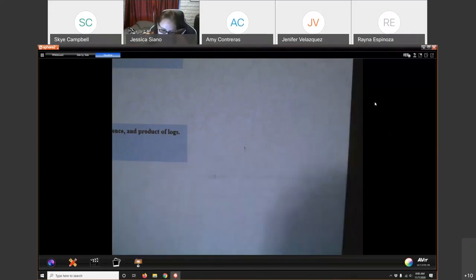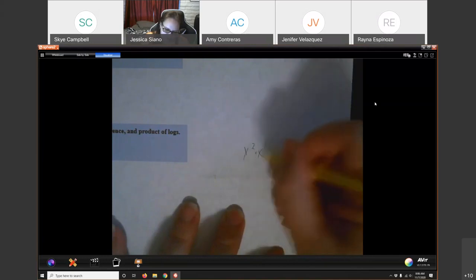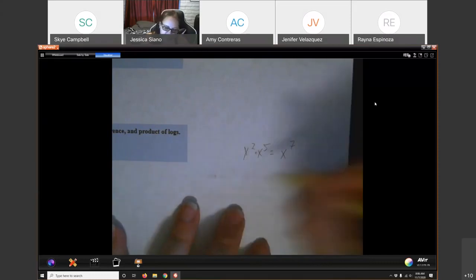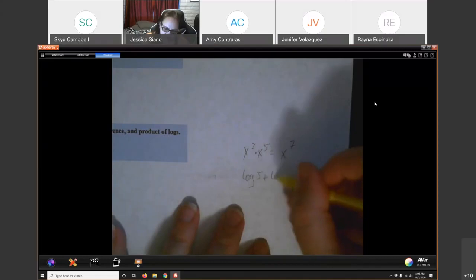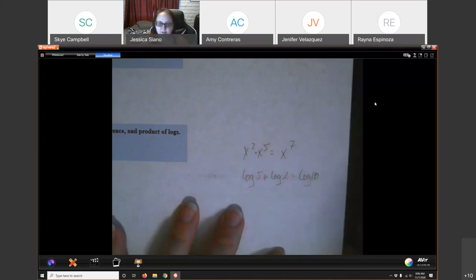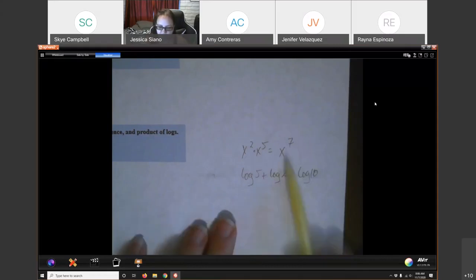So if the exponential rule is to put these together, when you multiply, you add, then the log rule is to put these together. When you add, you multiply. Okay? The exponent rule is when you multiply, you add. The log rule is when you add, you multiply.